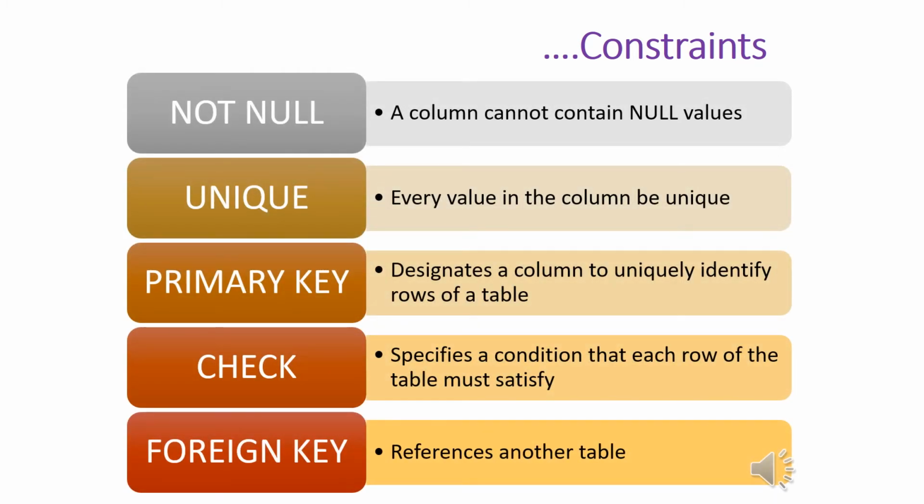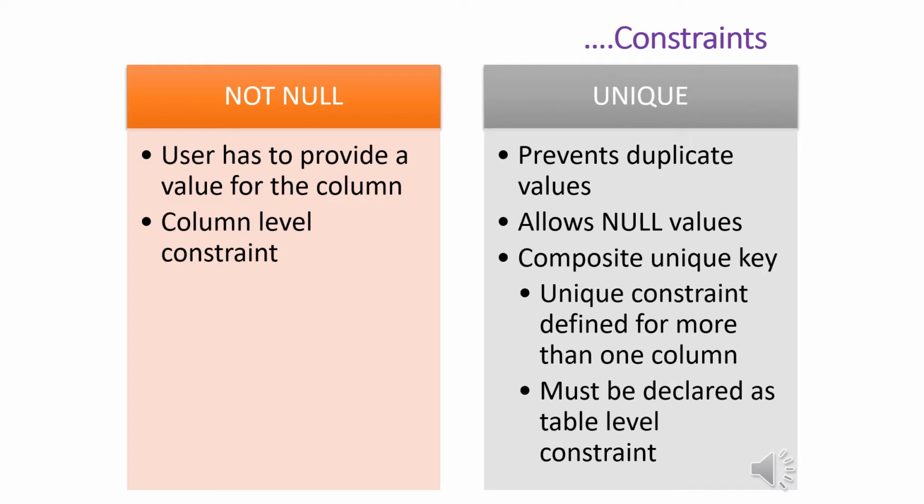Not null specifies a column cannot contain null values. The unique constraint specifies every value in the column should be unique. And the primary key constraint designates a column to uniquely identify rows of a table. The check constraint specifies a condition that each row of the table must satisfy. Any general condition can be given here. The last one is foreign key, used to refer another table. We will see one by one.